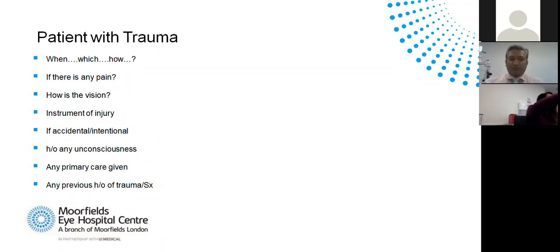And how is the vision after the trauma? If the vision is a little blurry, or it was blurry for some time and then recovered, if there is any pain associated, what's the instrument of injury? A person who's hit with a ball and a person hit with, say, a knife or a stick will not be the same; the management and the approach should be different. So it is very important to know the instrument of injury, if it was accidental or intentional or, in rare cases, self-inflicted. This will help us decide what could have happened and what could be the impact of that.